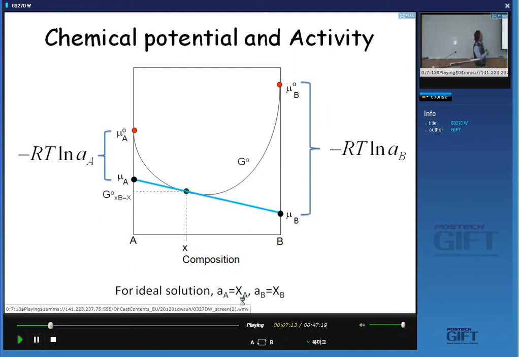The next term we consider is the activity. The definition of activity is the minus of this distance expressed by this formula, minus RT log activity is the distance of this length. So what does it mean? You can understand that the activity is a measure of the free energy difference between pure substance and the free energy of that substance when it is in solution.